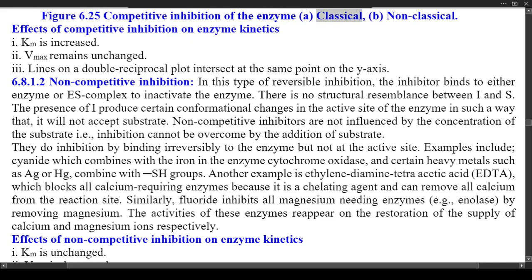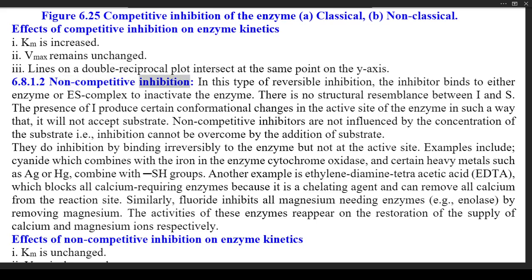A. Classical. B. Non-classical. Effects of competitive inhibition on enzyme kinetics. 1. Km is increased. 2. Vmax remains unchanged. 3. Lines on a double reciprocal plot intersect at the same point on the y-axis.